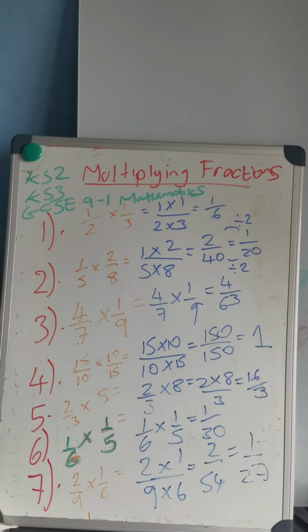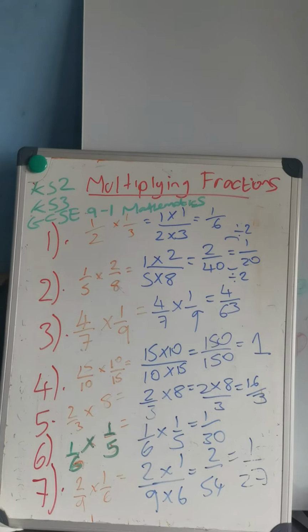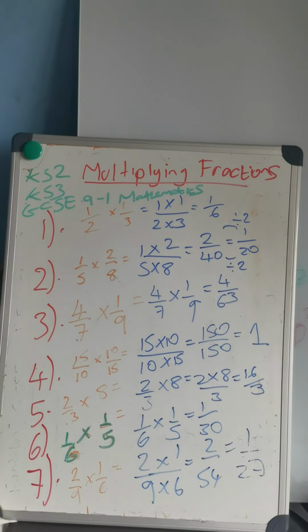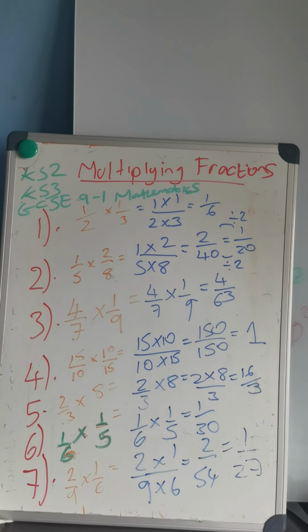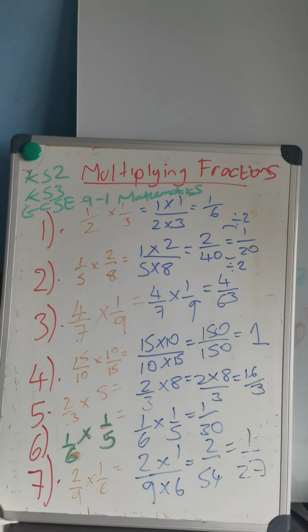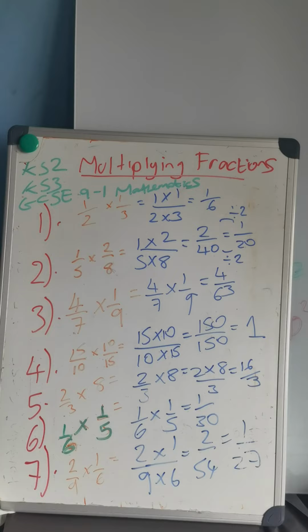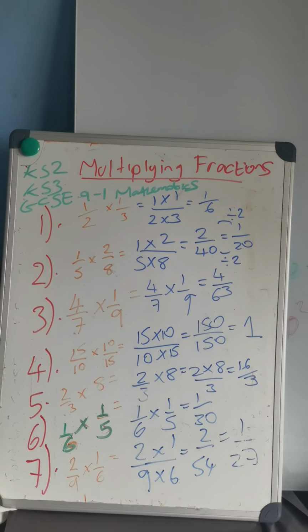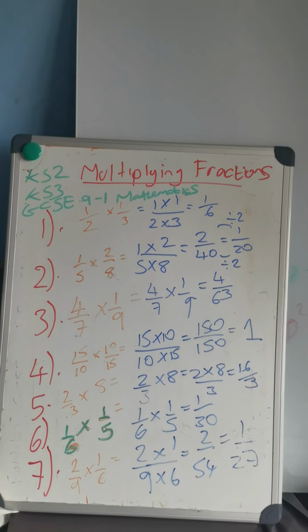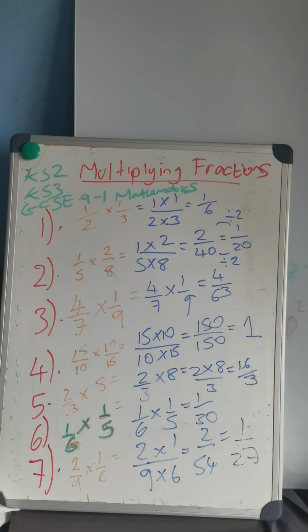Now, the answer I get is 2/54. They are even numbers, so I can halve top and bottom. Dividing the top by 2, I get 1. Dividing the bottom by 2, I get 27. So the highest common factor between 2 and 54 is 2, because that's the highest number that goes into both numbers.